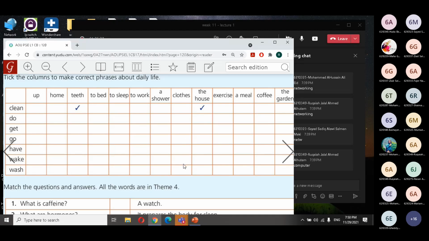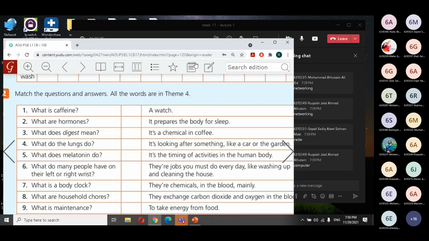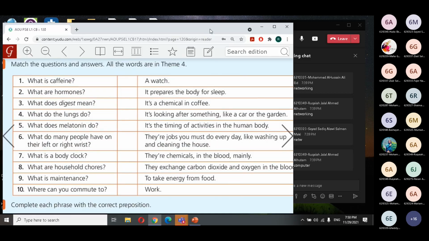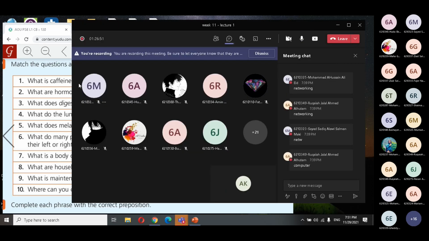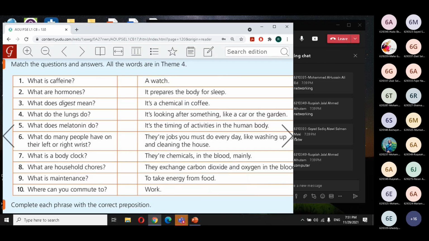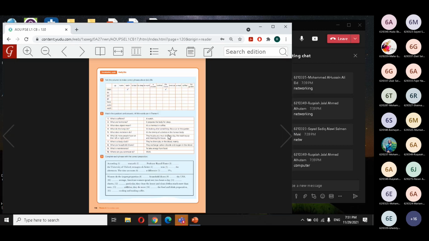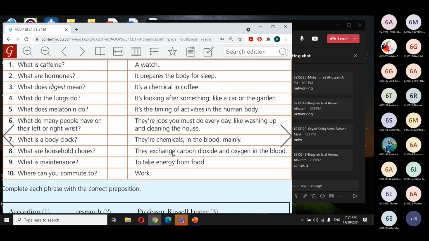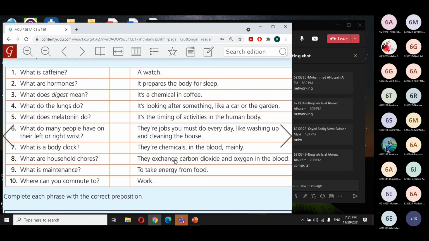Okay. Our last exercise, this one. It's a very nice exercise. Question and answer. This is revision. It's a kind of revision for some of the vocabulary we studied at the beginning of theme 4. Okay. So here, these are the questions and the answers. We want to match questions to the answers.